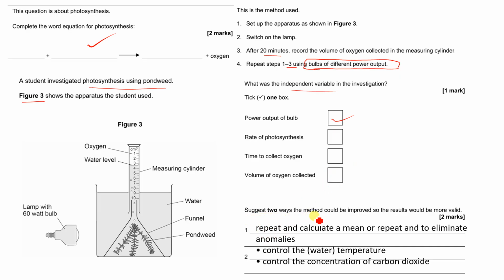Now, suggest 2 ways the method could be improved so the result would be more valid. Anytime they ask you a question like this, the answer doesn't change. The method could be improved. 1, you can repeat the experiment and calculate the mean, so you eliminate any form of abnormality. Now, control the water temperature. The water temperature should be constant throughout the experiment. You can use a thermostatically controlled water bath, which will help you to control the temperature. Now, control the concentration of carbon dioxide. The concentration of carbon dioxide should be the same all through.